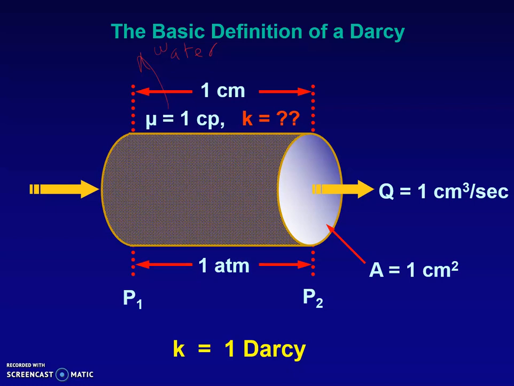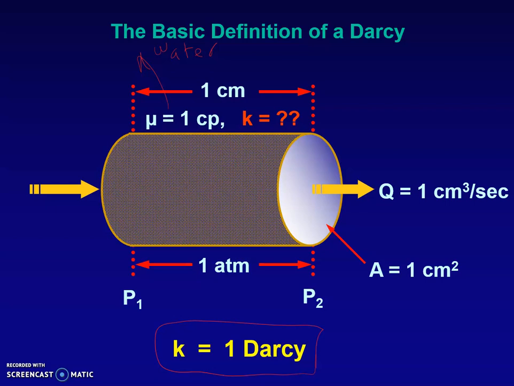So let's say you have a core sample, you take it to the laboratory, right? And you inject water passing through that core sample, and you apply a pressure gradient of 1 atmosphere, right? And the cross-sectional area, let's say, is 1 centimeter square. The Q is 1 cubic centimeter per second. If you do that and put it into that equation, you get a permeability equal to 1 Darcy, right? And that is basically the definition of the 1 Darcy permeability.